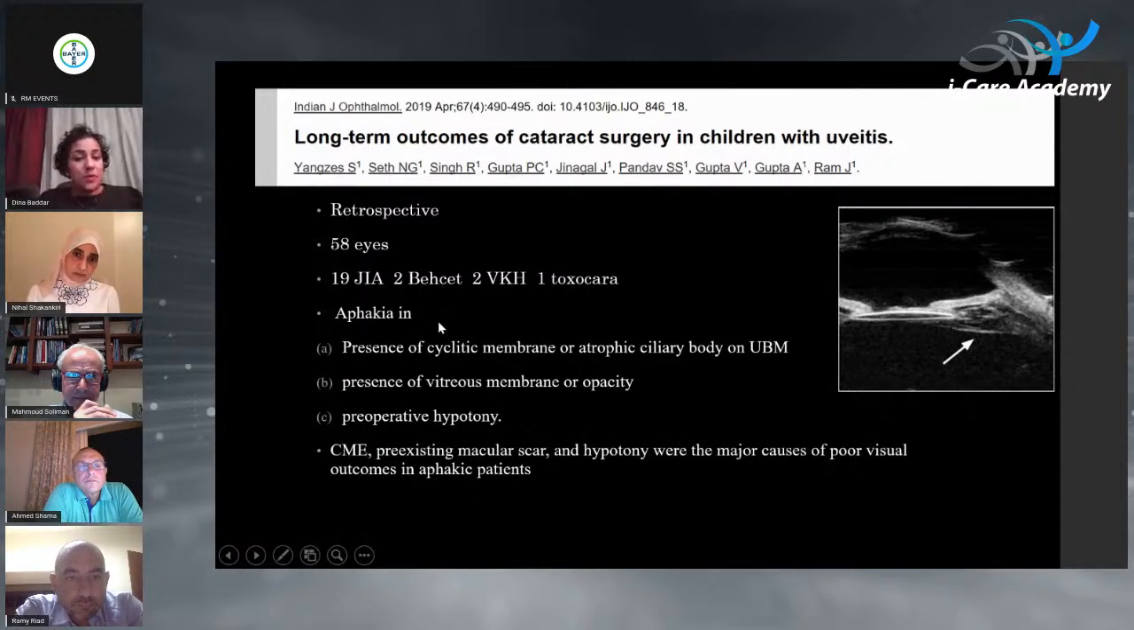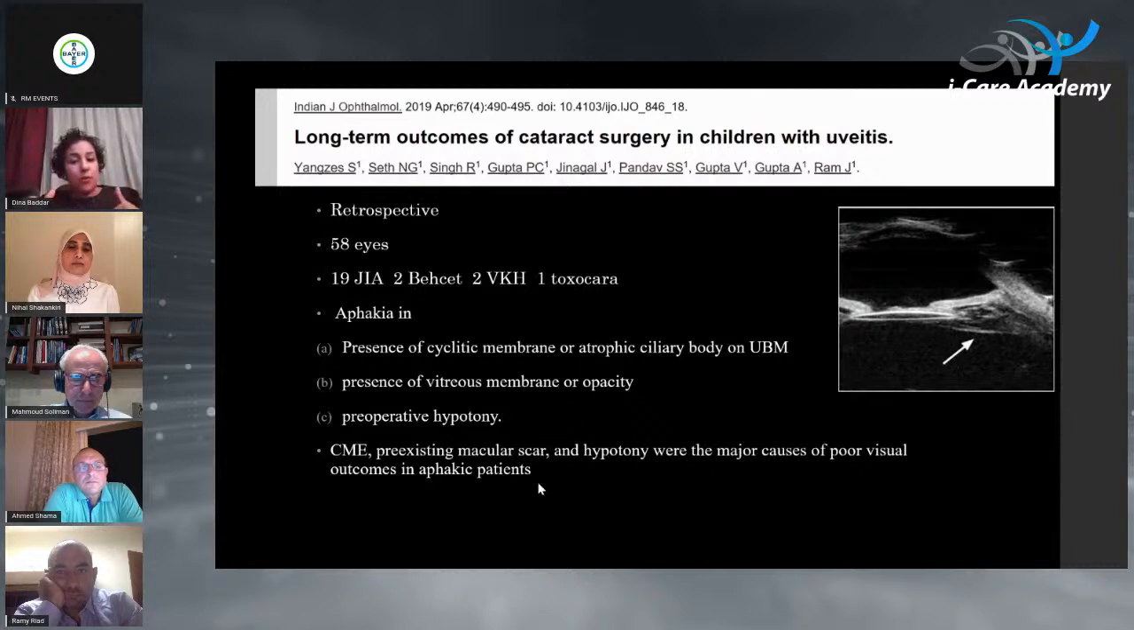They prefer to keep the patient aphakic in the presence of a cyclitic membrane, detected on UBM, or atrophy of the ciliary body, the presence of a vitreous membrane or opacity, or a patient who has experienced hypotony before. Now, in such conditions, they prefer to keep the patient aphakic. However, the visual outcome in aphakic patients was poorer, but the authors attributed that to CME, pre-existing macular scar, or hypotony to be the causes of poor visual outcomes.